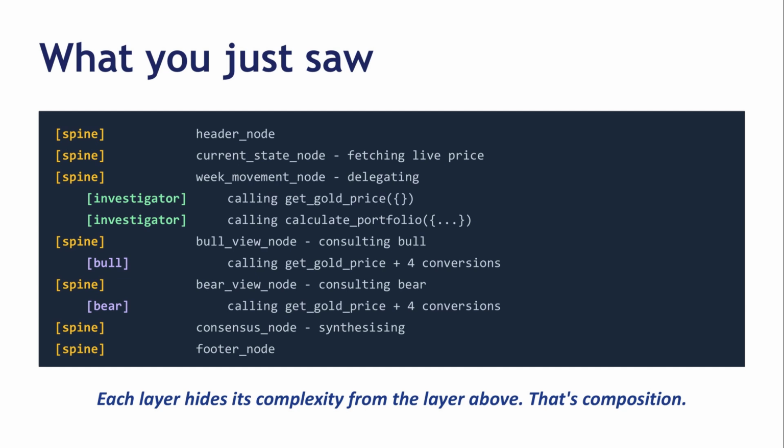Every layer hides its complexity from the layer above. The spine doesn't see the agent loops inside its nodes. The agent loops don't know they're inside a spine. That's what makes the composition possible. That's what makes it scale.